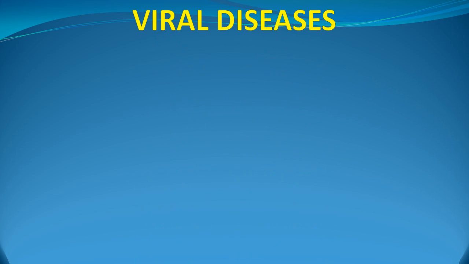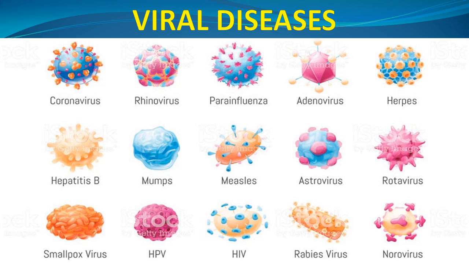Next, we move on to the next important type of diseases, the viral diseases. Here different names of viruses are shown with their pictures. The very first virus, in the present scenario, is the coronavirus. You can see the shapes of rhinovirus, parainfluenza, adenovirus, herpes, hepatitis B, mumps, measles, astrovirus, rotavirus, smallpox virus, HPV, that is human papilloma virus, HIV, that is human immunodeficiency virus, rabies virus, and norovirus. These are all the different viruses which cause certain diseases.